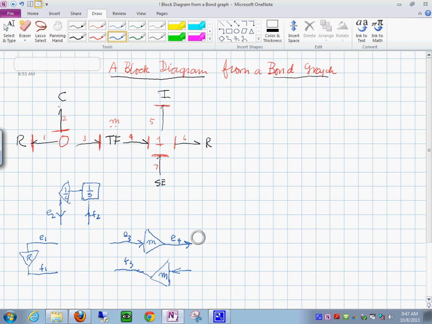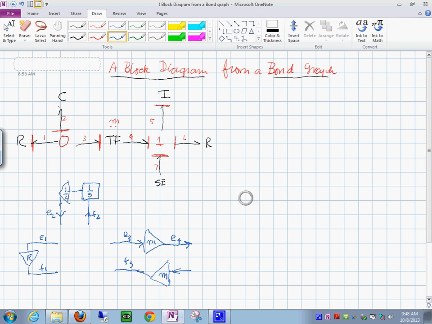Yes? For the first one, isn't it 1 over R? Because the flow is the R. In this case, you see E sub 3 times this equals this, or F4 times this equals this. Oh, here? Yeah. What about this? The flow is the output. See, this is the output, and the input is E for the R element. So we are here.